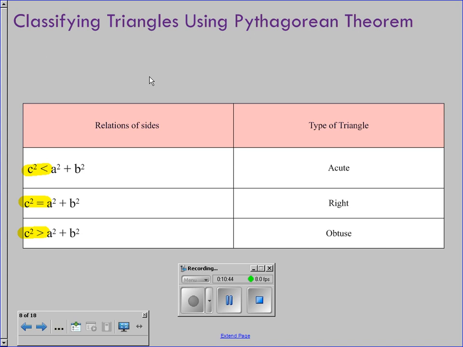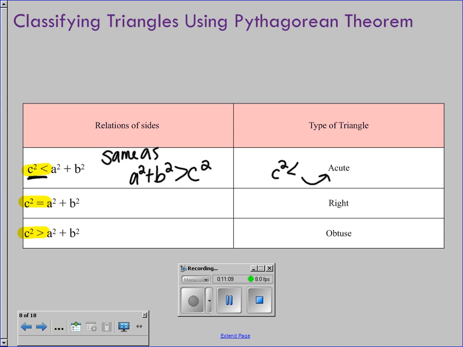Now, the only thing that is kind of different is that you can also talk about it the other way, but you have to be careful. Okay, so this is the same as saying a squared plus b squared is greater than c squared. I like to write it with c squared first because if you have less than, you can think about c squared being less than is acute.